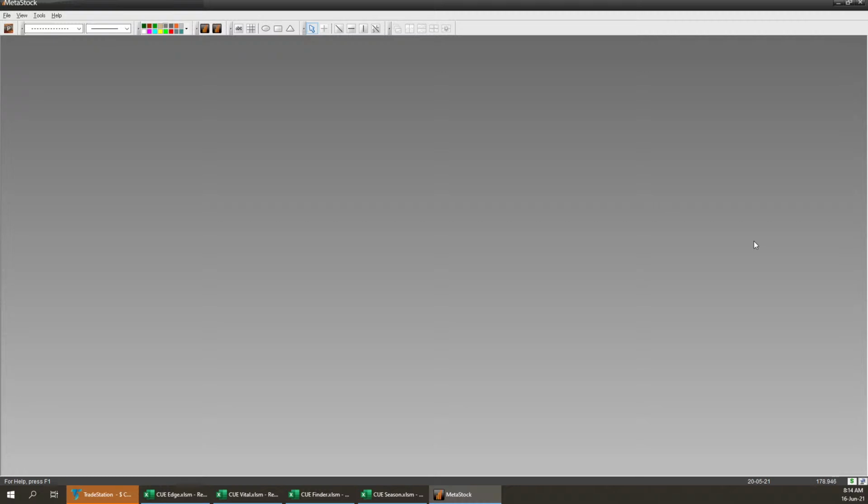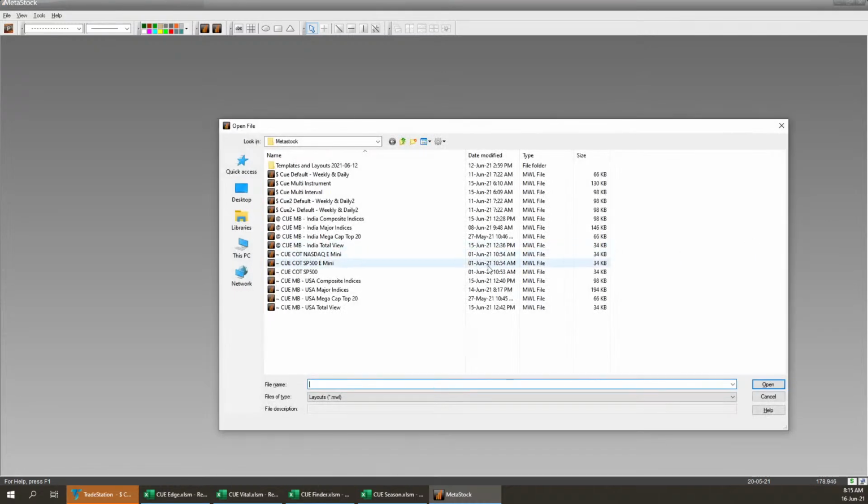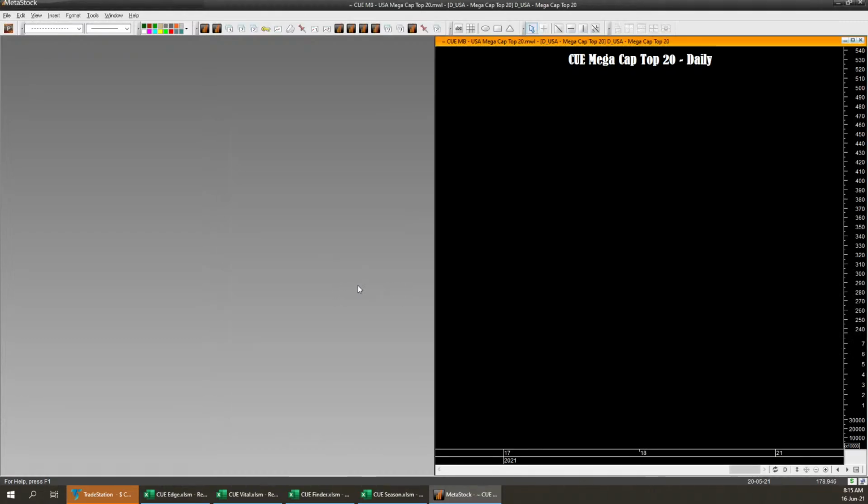Now let's look at the market internals. Let's look at the mega cap top 20.